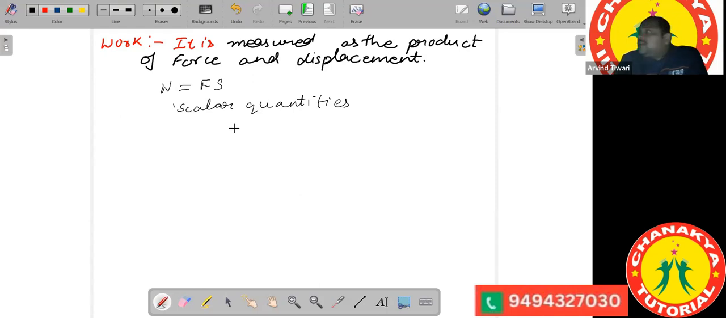So that we can call the positive work and the negative work. Suppose if you are taking money from someone, that is a negative thing. And if you are giving out money to someone, that we consider a positive thing. It is a similar thing we consider as work also.